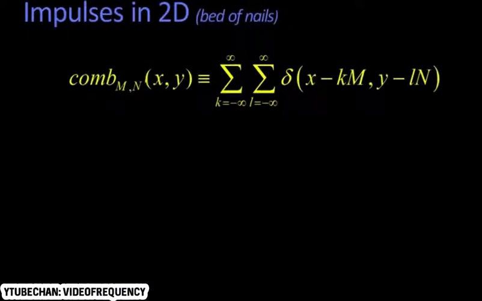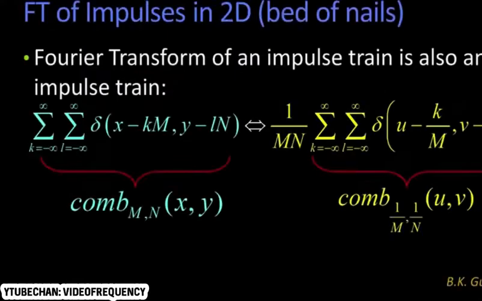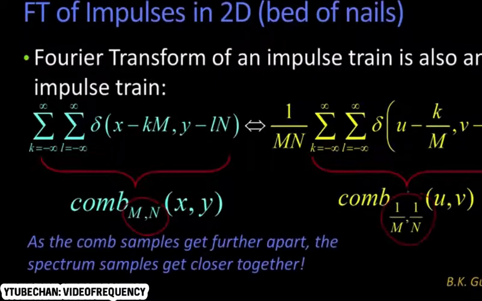So that's written here, comb of mn, because we have a separation both in the x direction and in the y direction. And also, in the same way that the Fourier transform of an impulse train is an impulse train, the Fourier transform of a bed of nails is another bed of nails. And again, as the nails get further apart, the Fourier ones get closer together. And you can think of it for the same reason.